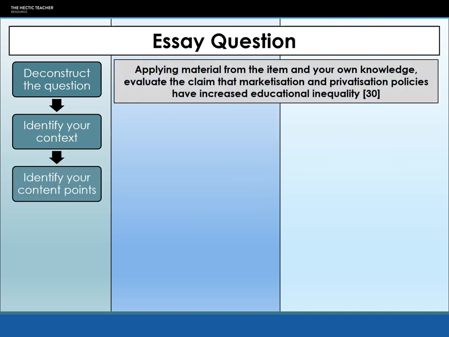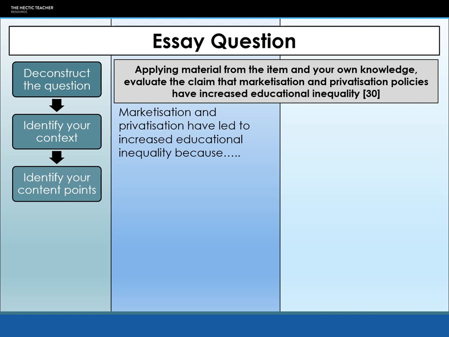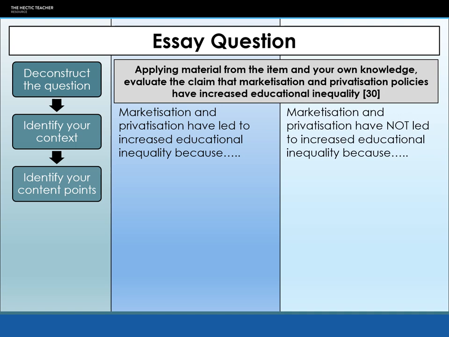Okay, so identifying our points. When we're identifying our points, we are showing both for, so marketization and privatization have led to increased educational inequality, and against, have not led to increased educational equality. So remember, you are finishing off this sentence. So you can't necessarily use a policy as a point. You can't say marketization and privatization have led to greater inequality because of open enrollment. The open enrollment is the policy, it's not the impact. It's not telling me why that has led to greater inequality.